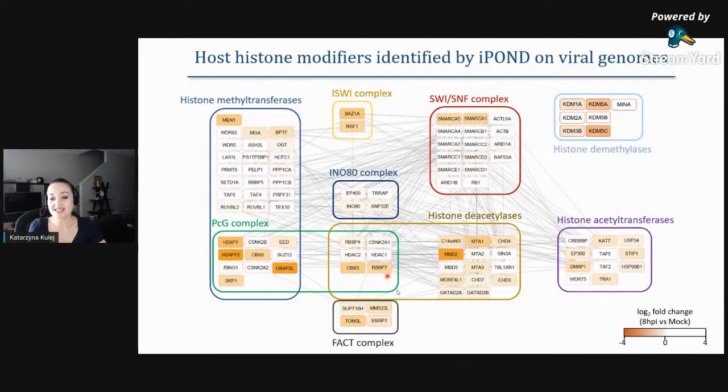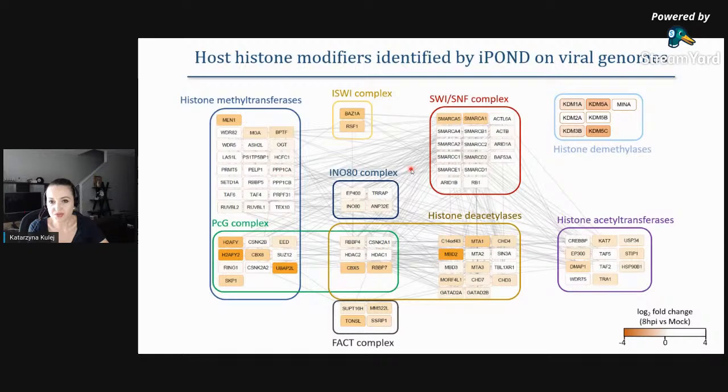But what I did as well, I took an iPOND and looked for all of the proteins which are responsible for the regulation of chromatin structure, and proteins which can recognize histone post-translational modifications. And I could fish out a really large number of complexes and histone modifiers, which was pretty amazing. So all of these proteins are actually retained on the viral chromatin.